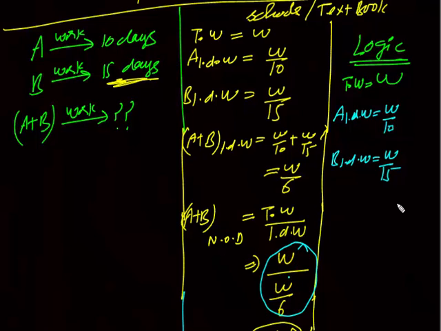W could be 3, it could again be cancelled. So W does not matter. At the end it is getting cancelled. So I can assume W as per my convenience. So in this question I will take W as a multiple of 10 and 15.